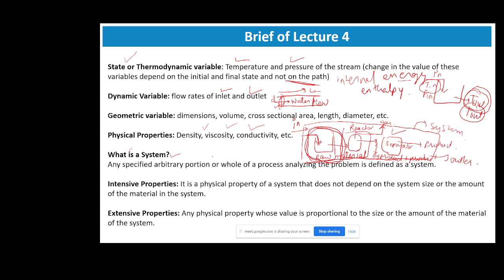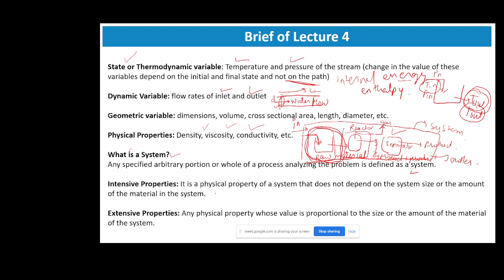So what we choose as a system is an arbitrary portion, which can be just a fraction of the entire process, or it can be the whole process, as I mentioned here. So it is what we try to solve the problem on, or do the analysis of the problem on. So it is defined as the system. Next comes the intensive properties.